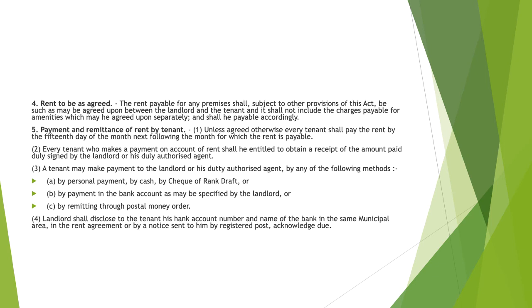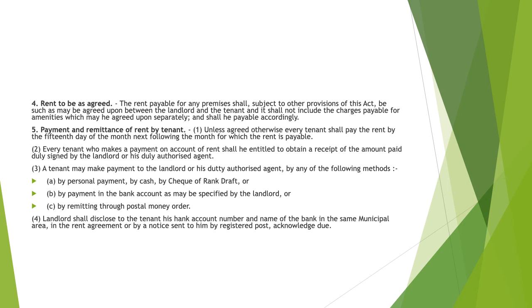Then section 4 is about the rent to be as agreed. So the rent that is payable for any premises shall, subject to other provisions of this act, be such as may be agreed upon between the landlord and the tenant, and it shall not include the charges that are payable for amenities which may be agreed upon separately, and it shall be payable accordingly.